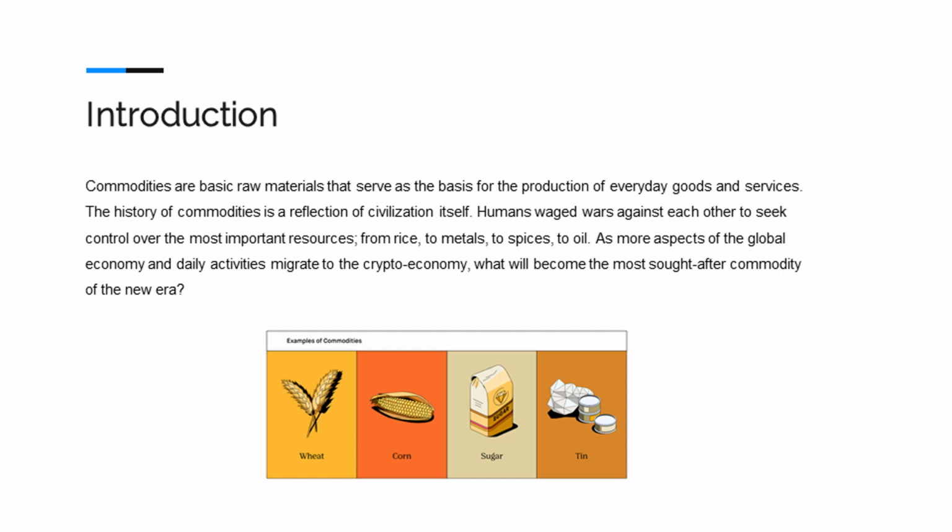Commodities are basic raw materials that serve as the basis for the production of every good and service. The history of commodities is a reflection of civilization itself. Humans waged wars against each other to seek control over the most important resources, from rice to metals to spices to oil.